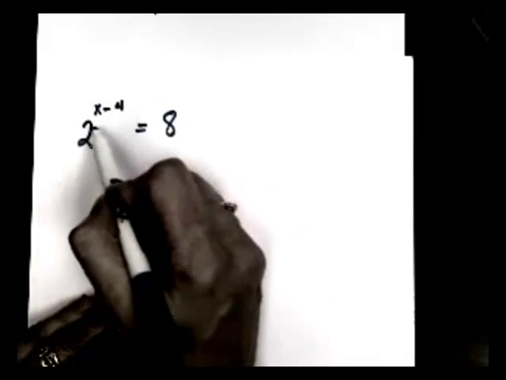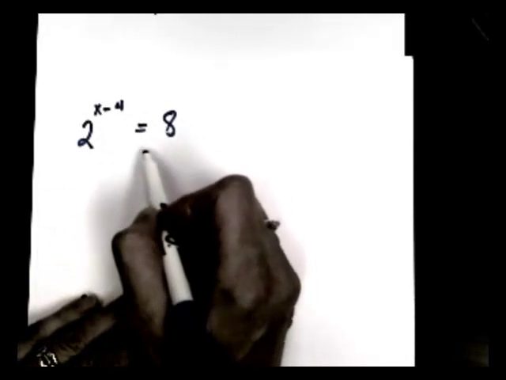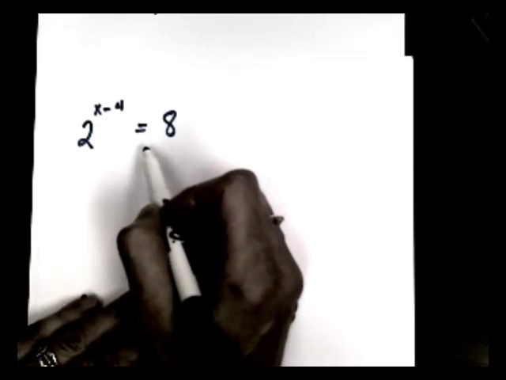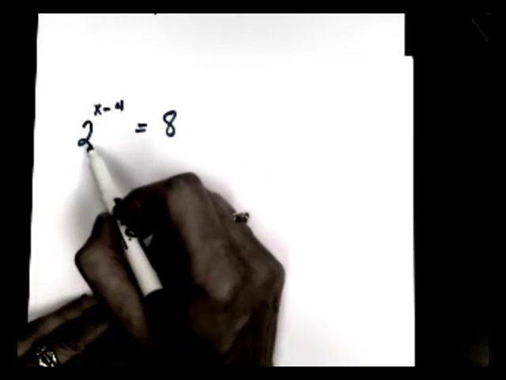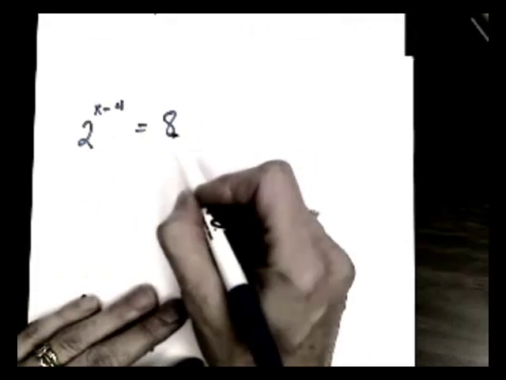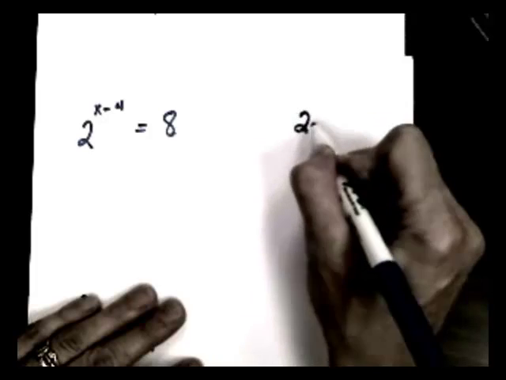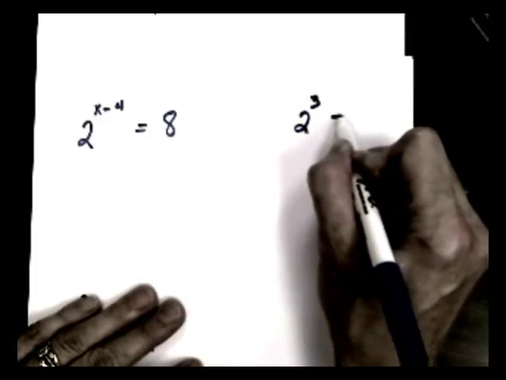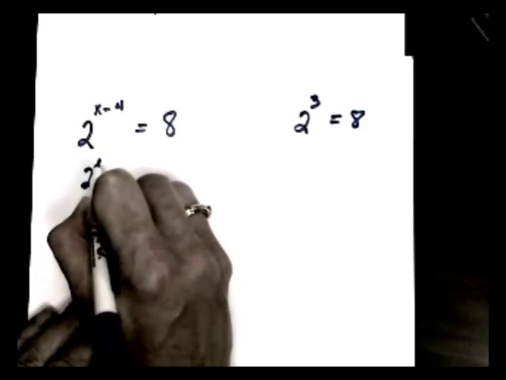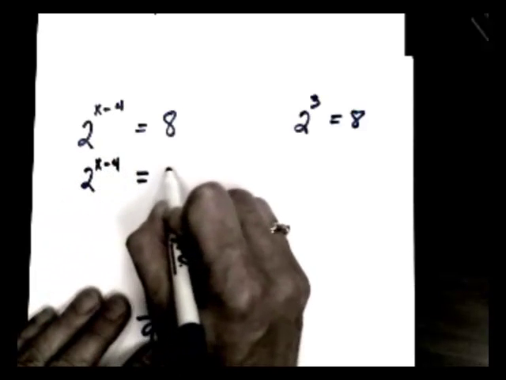We have 2 to the x minus 4 equals 8. We don't have the same base, so we've got to do a little bit of work first to make them equal. What you generally want to do is look at your lower base number, base 2, and 8 can be rewritten as a power of 2. Remember that 2 to the third power, 2 times 2 times 2, is 8.